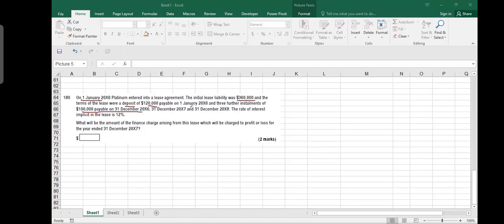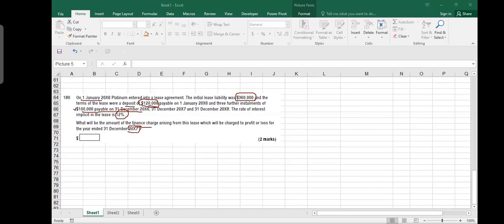So at the beginning of 2006, there is an equipment which you want to get, which has a present value of 360. When you get the equipment on the same day, you pay 120, and then at the end of the same year, 31st December 2006, you pay 100K, next year 100K, and then a further 100K. The rate of interest implicit in the lease is 12%. What will be the amount of finance charge arising from this lease, which will be charged to profit or loss for 31st December 2007?